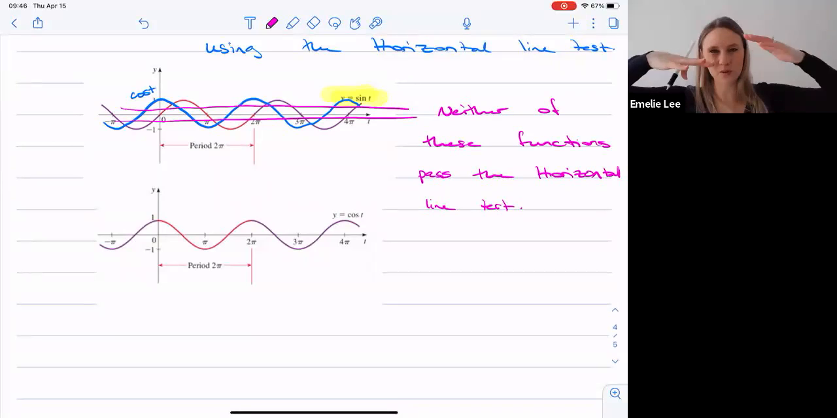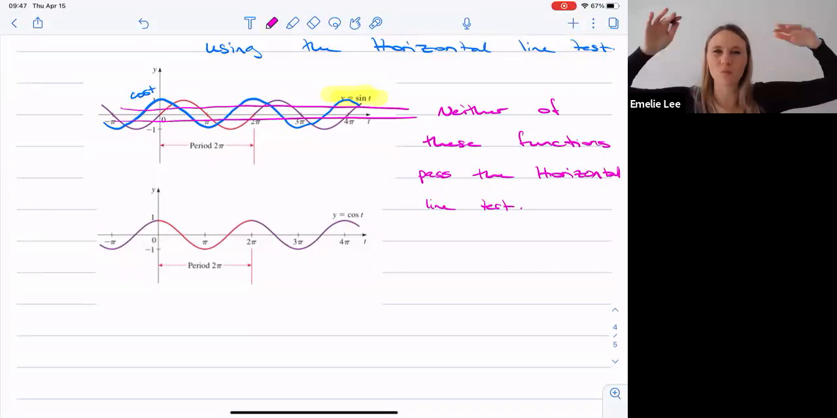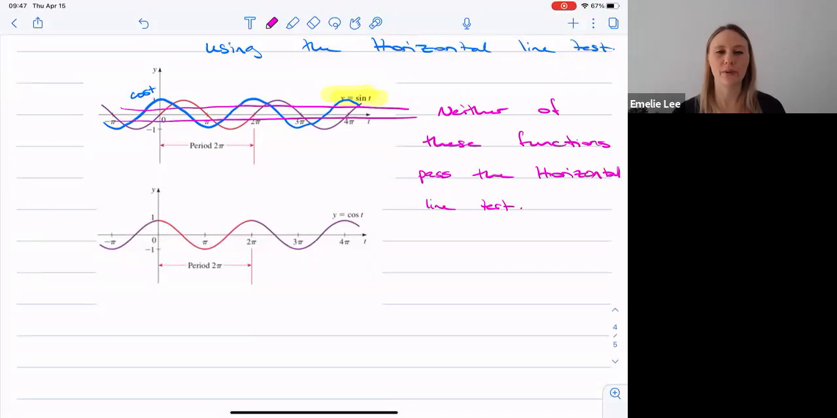Because sine and cosine both keep going to infinity, negative infinity, forever, and they have this wavy activity all the way along, right? And so if I try to draw a horizontal line here, I can't do that, right? And so neither of these functions, as they are, pass the horizontal line test. So what we do is we restrict the domain for both sine and cosine.